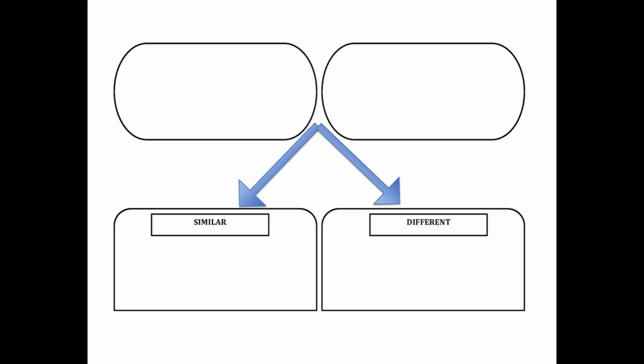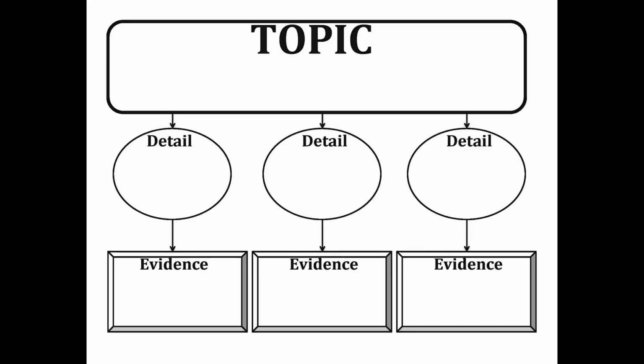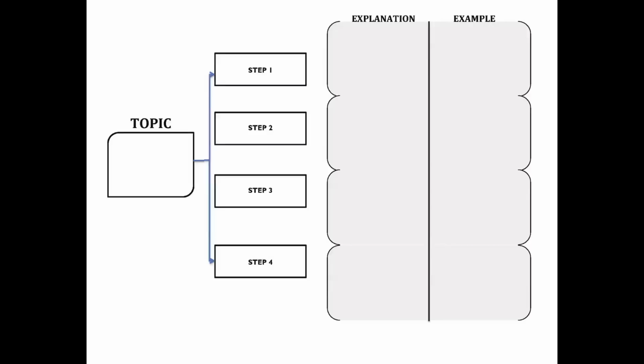Here's a main idea, and then we break it down to its component details and then any specific evidence to support that, either from text, documentation, etc. All right, these next few are just steps for a problem. You can use this in math or science on how to complete something. This can be done even for writing processes.